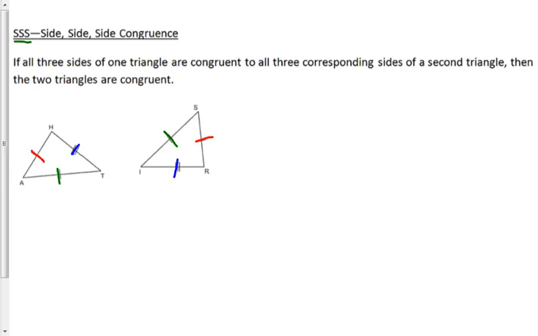So if I were to give you 3 pieces of board, or like 3 straws of different lengths, and I would tell you to make a triangle with these 3, all of the triangles you could possibly make would be the exact same triangle. Okay, they're all going to look exactly alike. They're all going to have the same angles everywhere, the same side lengths. It'll be pretty much the exact same triangle. So side, side, side. If we can prove all of these sides equal all of these sides, then we know these are the exact same triangle.